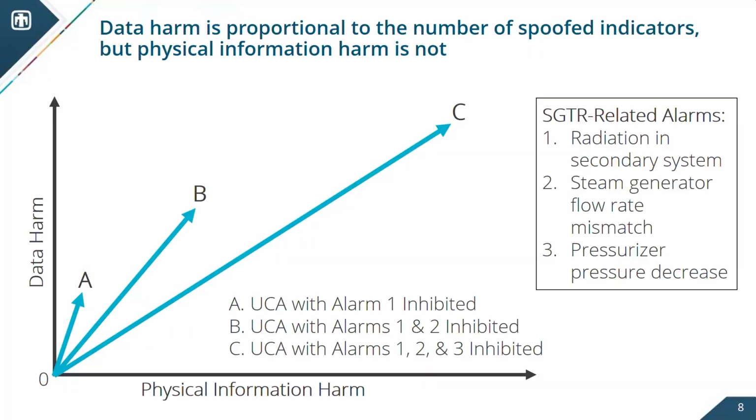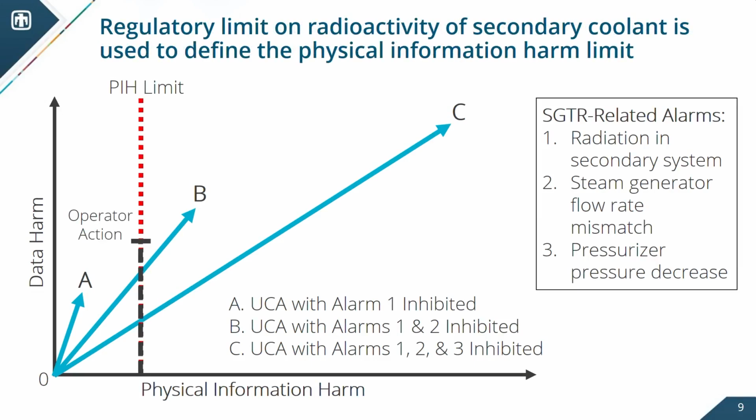And how does that look with the information harm triangle? Well, how that looks is we have essentially the operator action is going to see those 3 alarms, right? The radiation outside of containment, they're going to see the steam generator flow rate mismatch, and they're going to see the pressurizer decrease. And they're going to basically intervene. They're going to say, oh, I know what the problem is, and I'm going to close that isolation valve and protect the turbine and stop the egress of that radiation into the secondary side.